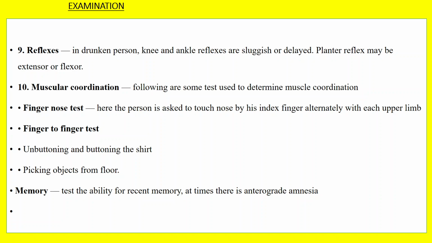Then muscle coordination. Following are some tests that are used to determine the muscle coordination. Number 1, the finger nose test. Here the person is asked to touch his nose by his index finger alternately with each upper limb. Then finger to finger test, unbuttoning and buttoning of the shirt, picking up objects from the floor. And finally the memory test, the ability for the recent memory. At times there is anterograde amnesia.